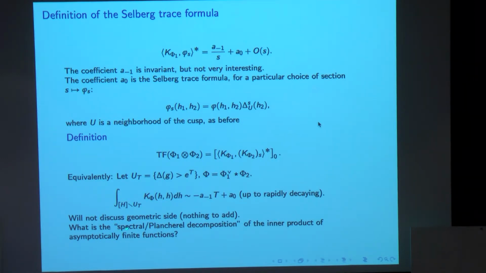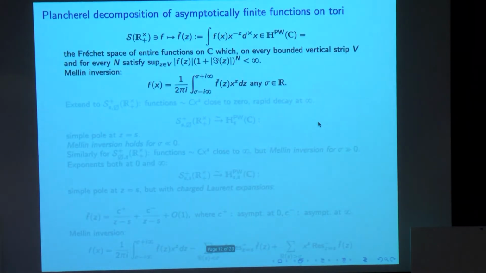But the general question now that we have analyzed how it fails to be convergent is, what does it mean to spectrally decompose the inner product of two asymptotically finite functions? What is the meaning of Plancherel decomposition for asymptotically finite functions? Can we make sense of this notion, although those functions do not live in L2? And the model for that is actually the torus. So let's try to play this game with a one-dimensional torus.